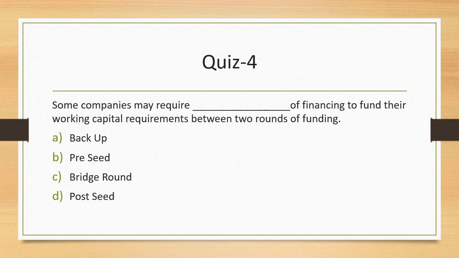Quiz 4 is, some companies may require dash dash dash of financing to fund their working capital requirements between two rounds of funding. Now working capital requirements are very crucial for any company, but when you require it between two rounds of funding, because there are two rounds and you are trying to connect both the rounds, we call it as bridge round. So bridge round is what will be the answer for this. This takes me to question number 5, or quiz 5.